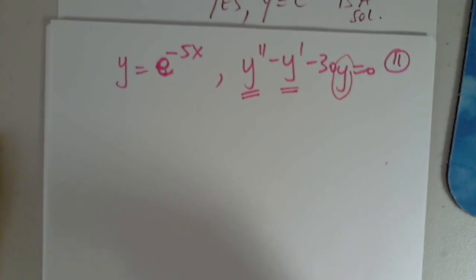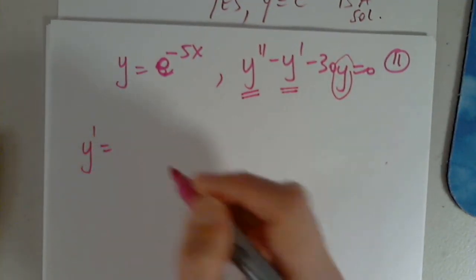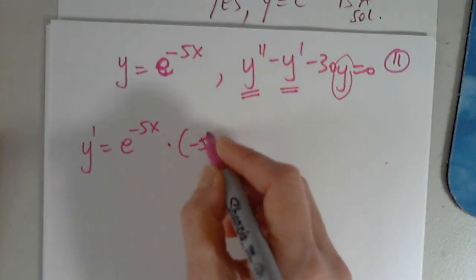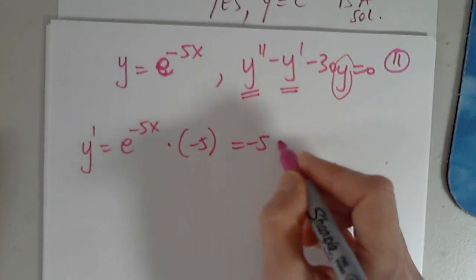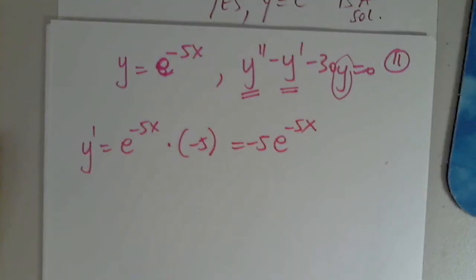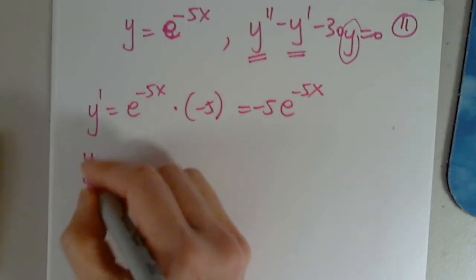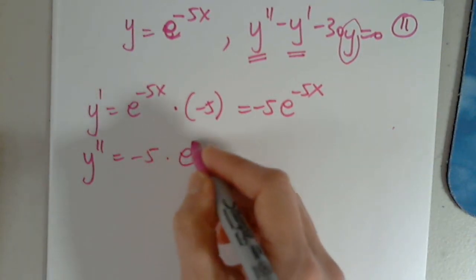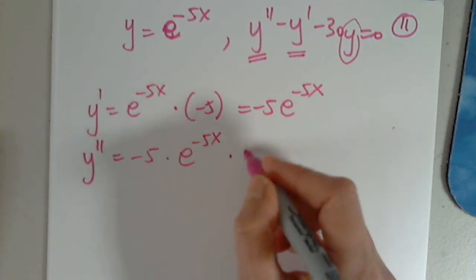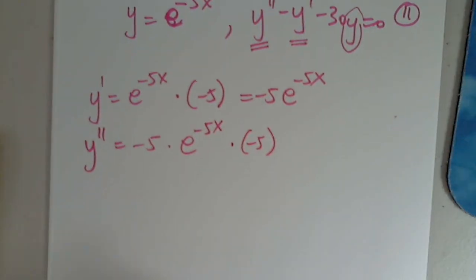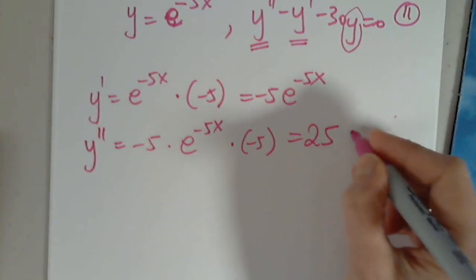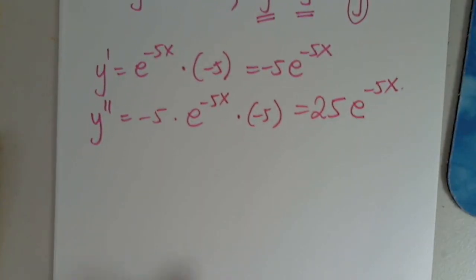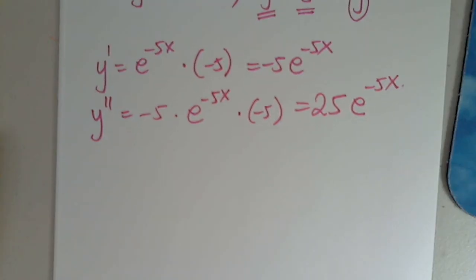the second derivatives. So y prime will be e to negative 5x times the inner function prime. So this will be negative 5e to negative 5x. And the second derivative will be the same thing, negative 5 times e to negative 5x times the inner function prime, which is negative 5. So the answer will be 25e to negative 5x. What I have to do is plug them in and see if I get 0.